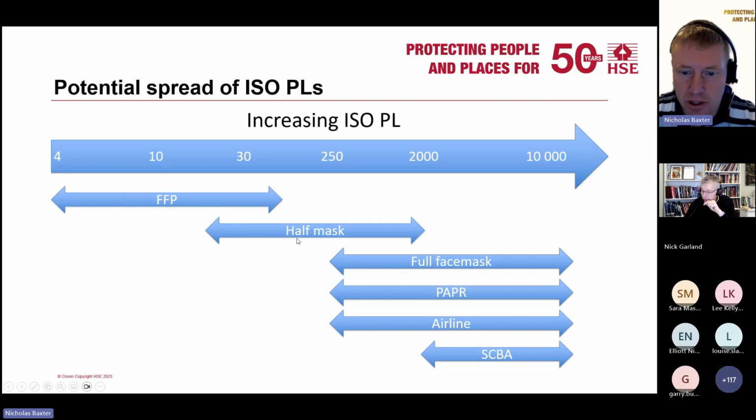Generally, the filtering face pieces are going to be at the lower end of the protection. The SCBA are going to be at the higher level of protection. But potentially you could have crossover. For example, a full face mask could be at the lower end of the protection, whereas a half mask from another manufacturer, another product, could be at the higher level of protection. So you could have instances where a half mask is giving higher protection than a full face mask would. There's lots of different things that could potentially happen in the future.